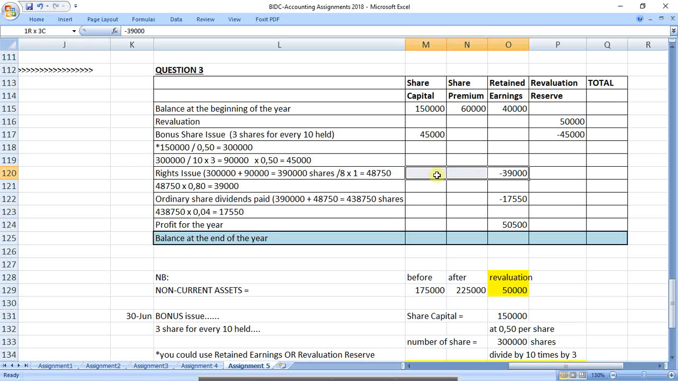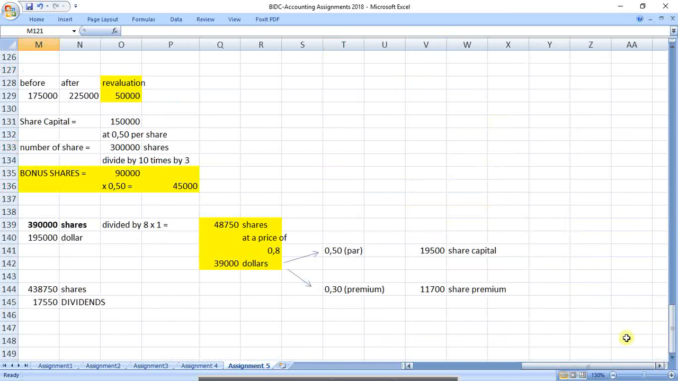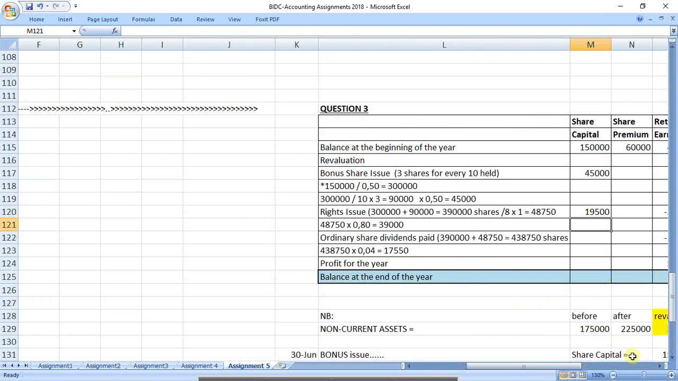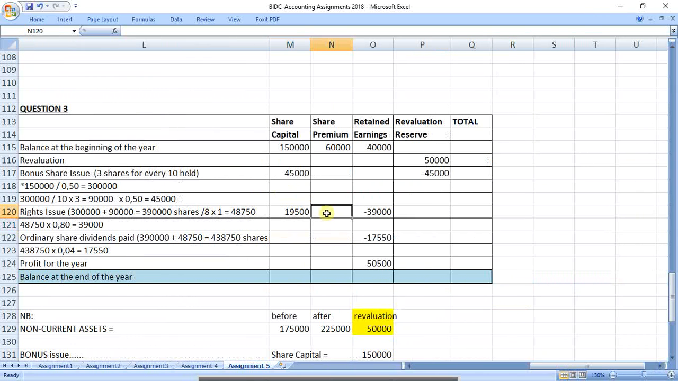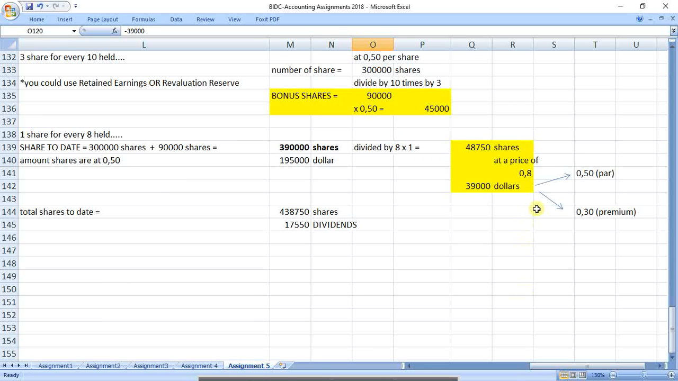On the line that you had the 39, just put 19,500 here. And then the share premium, what is the other figure? 11,700. Okay, so coming back to this, 11,700. Those figures don't add up to 39. I've made a mistake with my calculation. Oh, it's a percentage. Sorry, divide by 0.8. Okay, divide by 0.8.